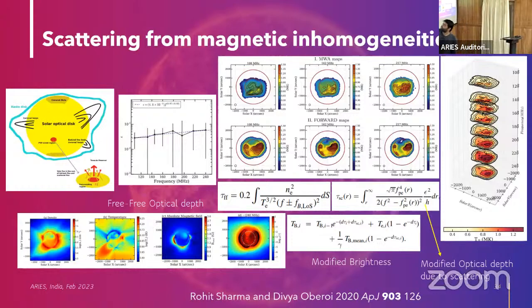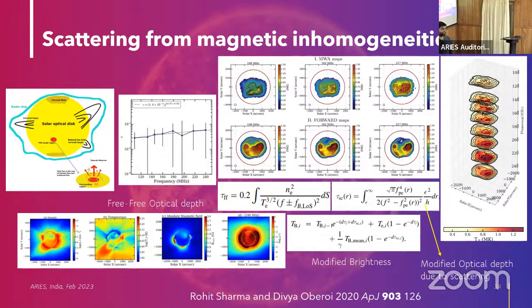For example, you can see there are features which are bright in both, but at low frequency, things are totally different. So by comparing these two maps, you can get a handle on what sort of inhomogeneity is present in the corona, which would give rise to such a brightness temperature difference.